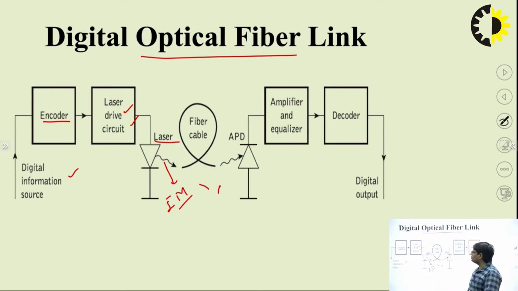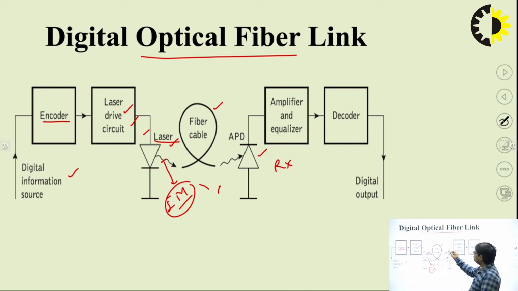Next is the optical source, which we have already studied. Here a laser is used as the optical source, and it converts the electrical signal into optical form and also performs the modulation. After modulation, the signal is carried through the optical fiber, which is used here as a channel, and after passing through the channel, we go to the receiver side, where the first component is the photodetector or photoreceiver.